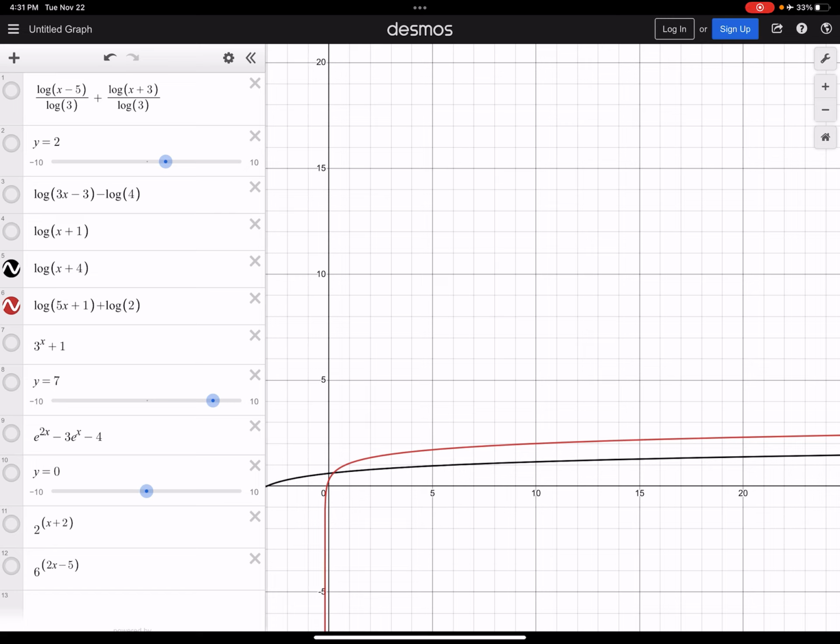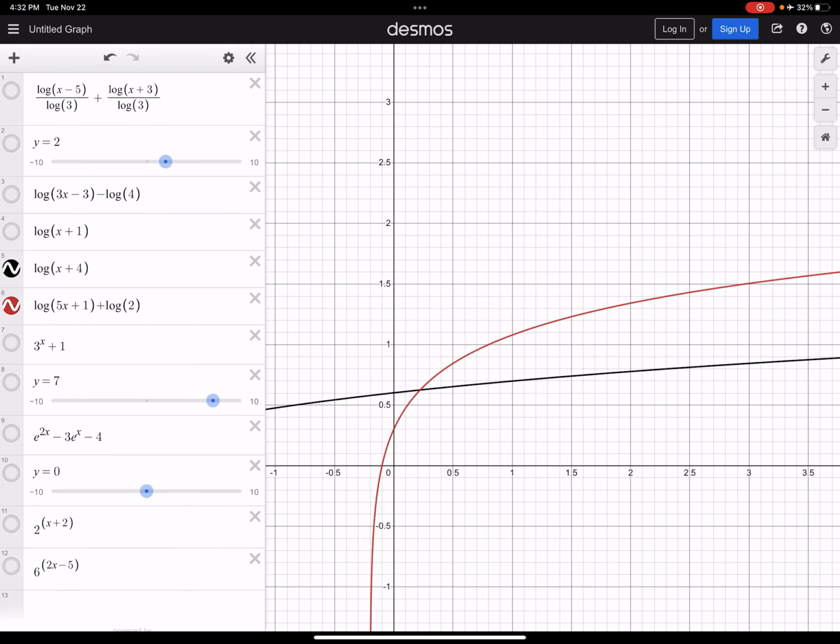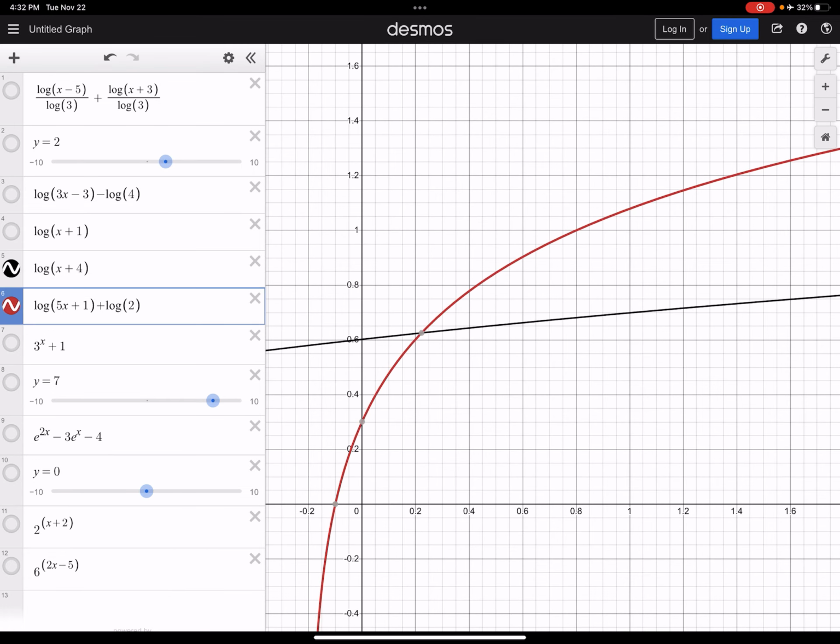Here we can see in black is log of x plus 4, and in orange red is log of 5x plus 1 plus log of 2. I suppose it could be copper. And there they intersect at 2/9.